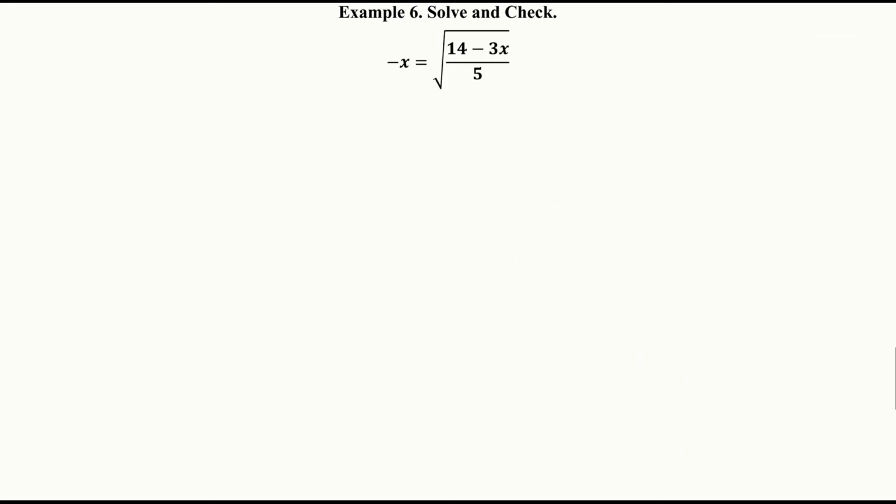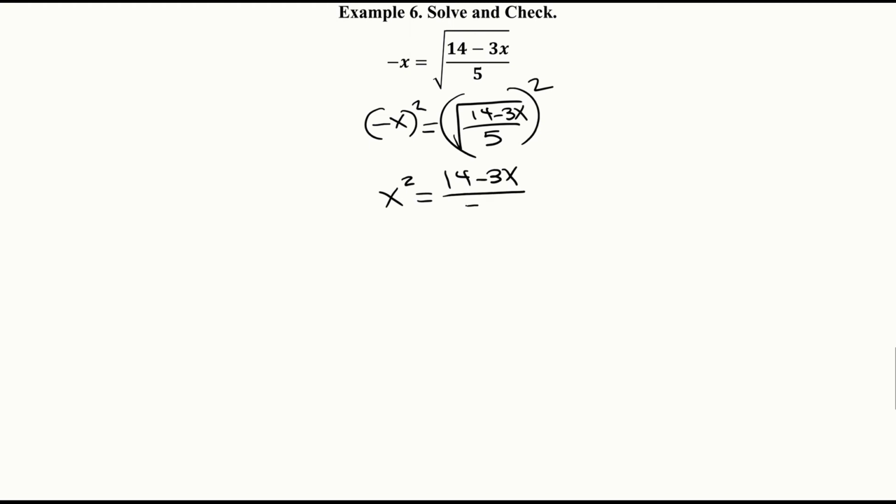Okay, let's go ahead and try this one now. Again, as always, try it on your own first and then come back. So here we're going to go ahead and square both sides. So we get negative x squared equals the square root of (14 minus 3x over 5) squared. So on this side, we're just going to get x squared because the negative is being squared also. And on that side, we get 14 minus 3x over 5. And of course, if we throw a 1 here, we see that we're in the form of one fraction equals another fraction, which means we have an algebraic proportion on our hands.